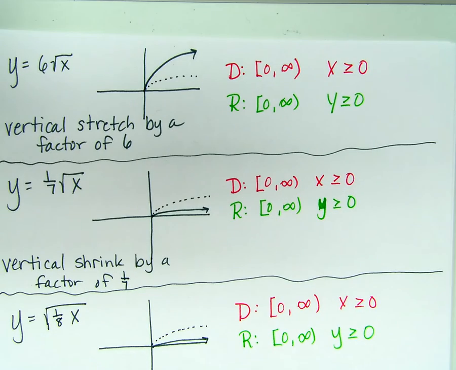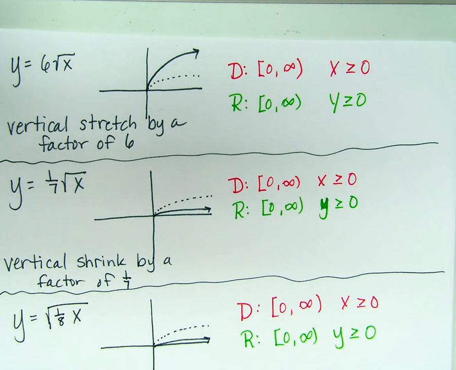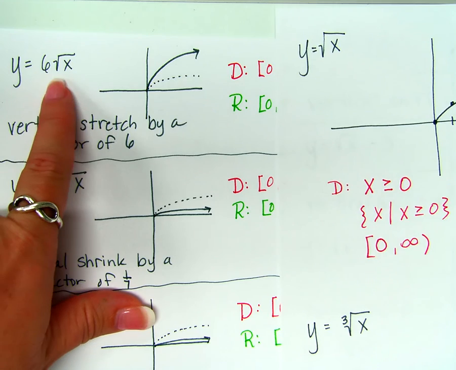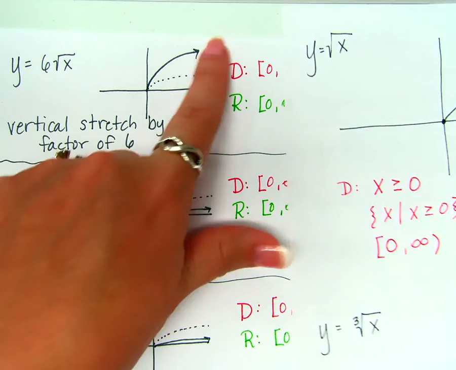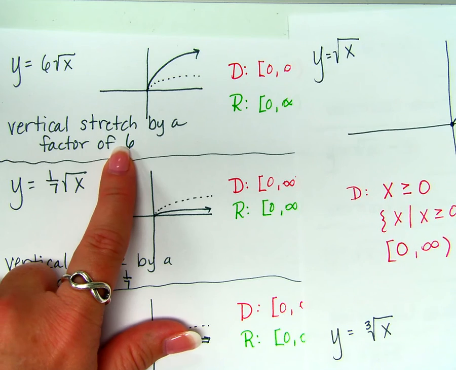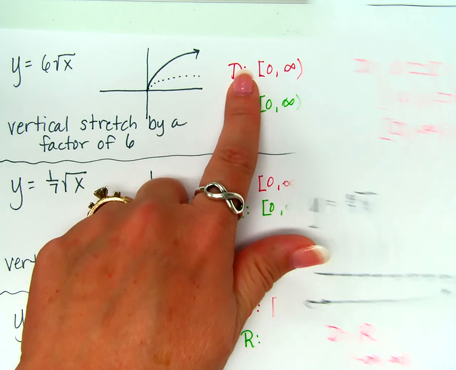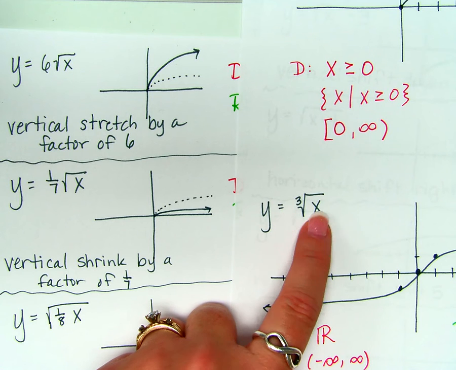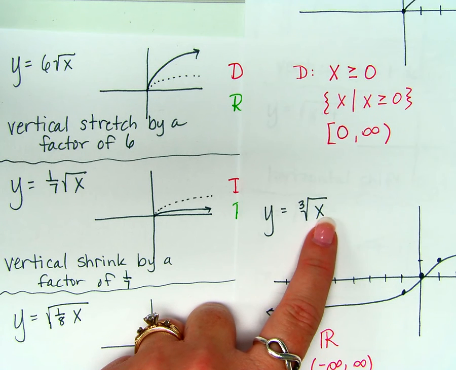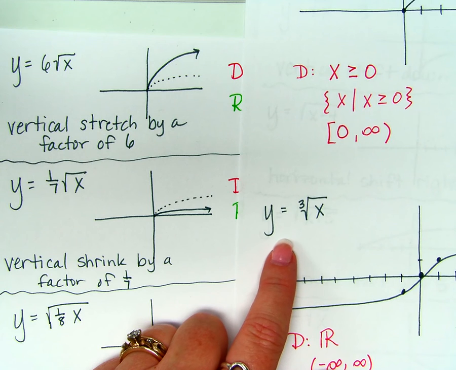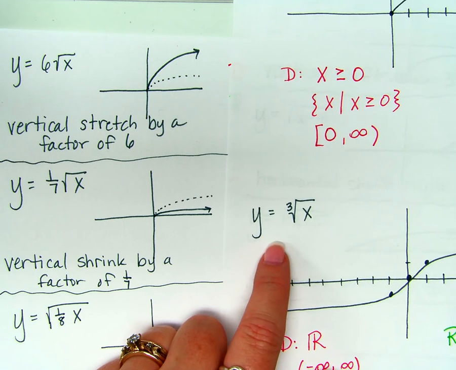What am I saying by that? I don't have to redo all the examples, because the only thing that would change if I made this 6 times the cube root of x is the graph. It's still going to be a vertical stretch by a factor of 6. And what would the domain and range be if I'm doing 6 times the cube root of x? Domain and range are going to be what? Negative infinity to infinity. Okay? Yes or no?